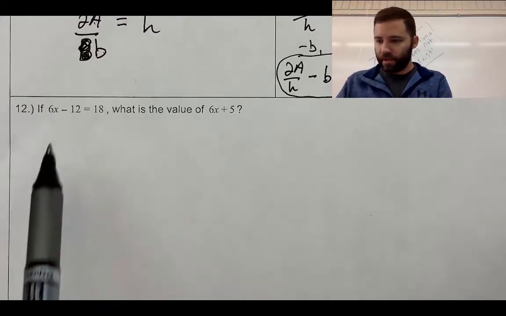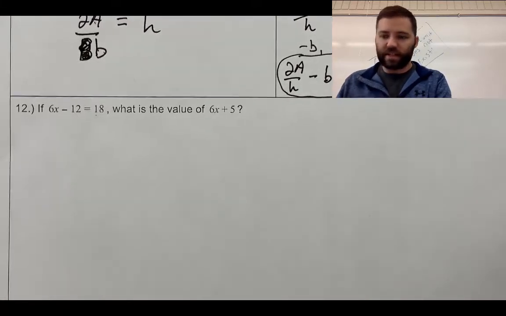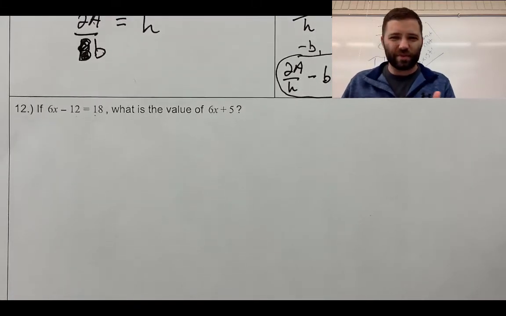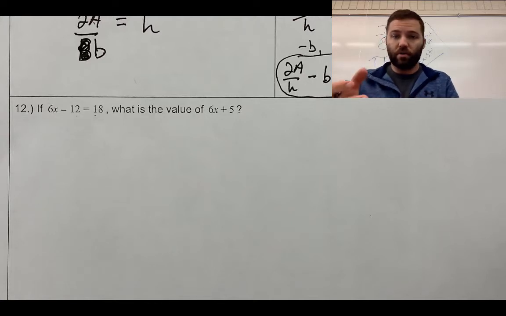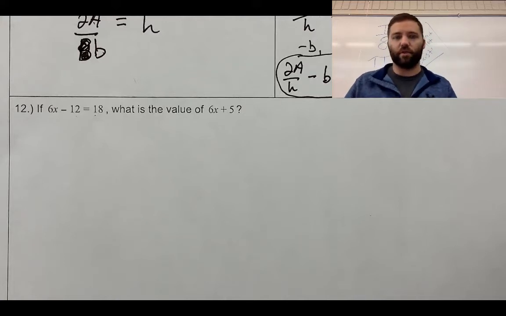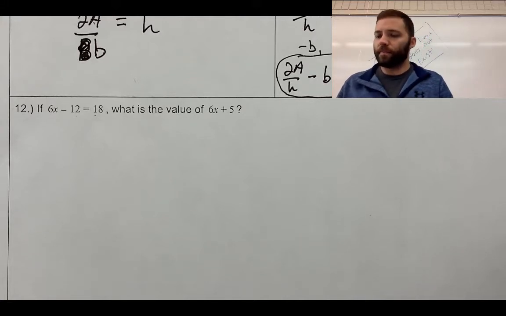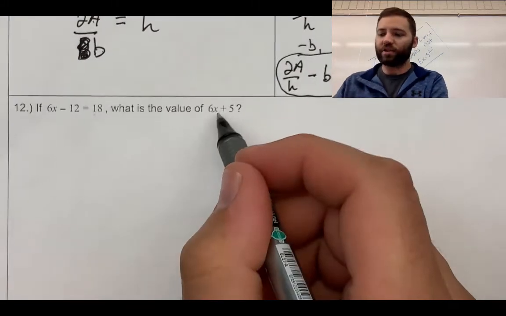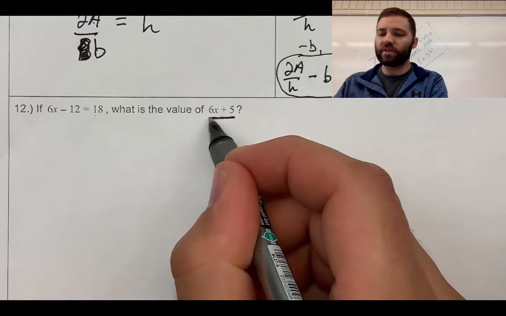Hopefully you tried it. 6x minus 12 equals 18. What is the value of 6x plus 5? What a strange question, right? We typically say, here's an equation, solve it for x. Or what we just did is, here's a formula, can you rewrite the formula in a way that you get something else by itself? So b sub 2 by itself, for example. And now we have an equation, and we want to know what an expression is equal to. We want to know what is 6x plus 5.